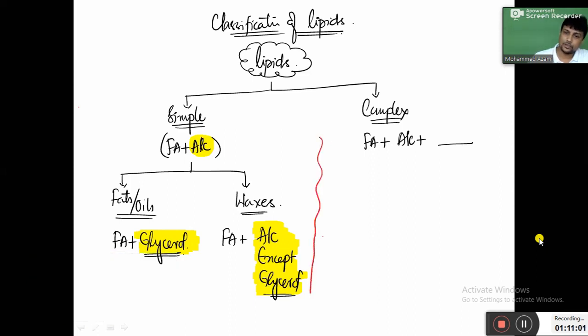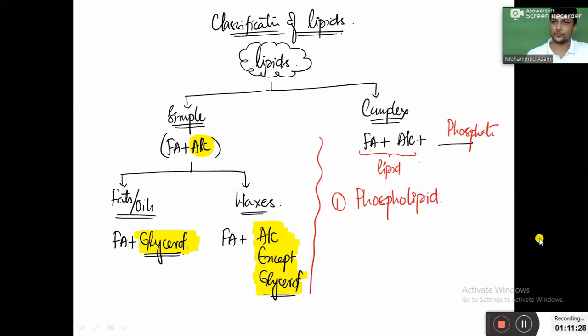On the other side, we have to learn about the complex lipid. Complex lipid will be having the fatty acid and alcohol. I'm going to say what is this part, guys? This part is the lipid part. Along with this lipid part, sometimes what you have here is a phosphate group. If you're having a phosphate along with that, what is this type of lipid known as? A phospholipid. So you're having the lipid part along with the phosphate, that is why phospholipid.